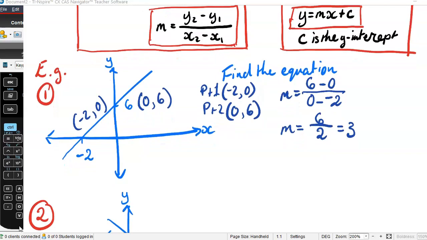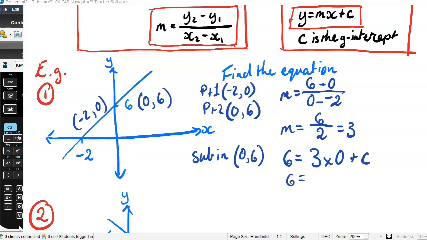So I can pick either point. I'm going to sub in (0, 6) into our y equals mx plus c. So my y value is 6, my m value is 3, my x value there is 0, so plus c. So 6 equals 3 times 0 is 0 plus c. So that gives me my c is equal to 6, which makes sense, doesn't it? Okay, so my equation is y equals 3x plus 6.